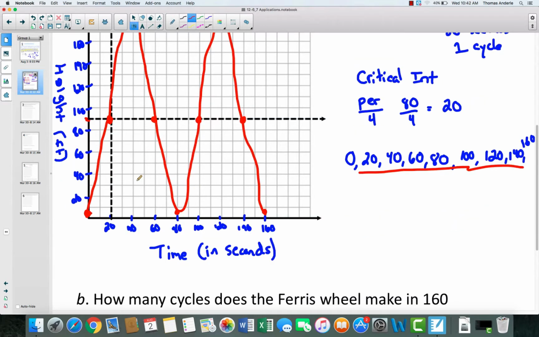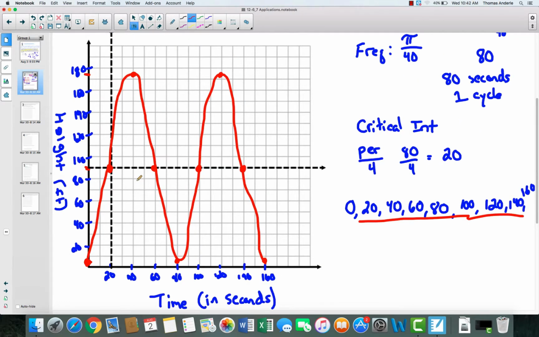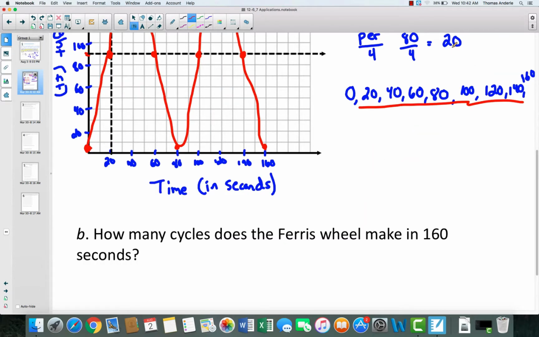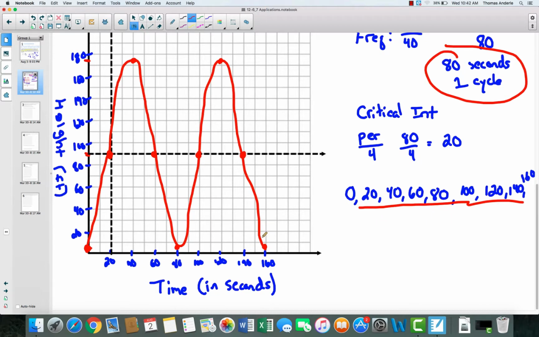So then we can answer some of the questions. How many cycles does the Ferris wheel make in 160 seconds? Well, here we knew what the period was. It was 80 seconds for one cycle. So if it's 80 seconds for one cycle, it has to be 160 seconds for two cycles. And we could look at it graphically. We can see that. Now if we look at it from here, it's a cosine curve, but here's 1 and there's 2.